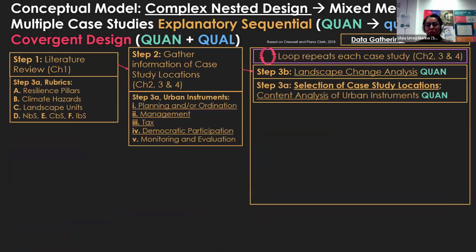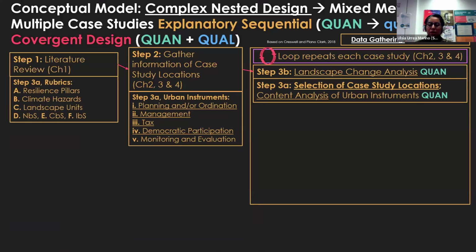So now let's move on to the part that is important for this seminar, the content analysis. The case study selection is based on a content analysis of urban instruments. So now, what does that mean? For this literature review, I have developed some rubrics or code books about all the concepts that I need to understand and reflect in my work.